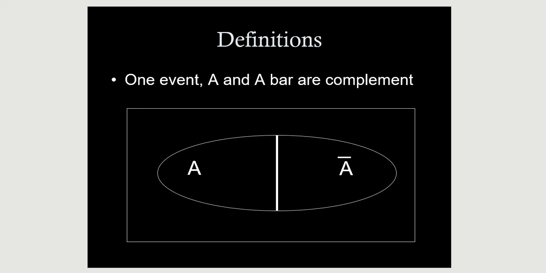They are the complement of 6. For the deck of cards, if you want to consider what's the complement of queen, that's everything that is not a queen. Now, in this example, I made it simple so that the complements are A and A bar. But as you saw in my example, A bar could be a grouping of things together.